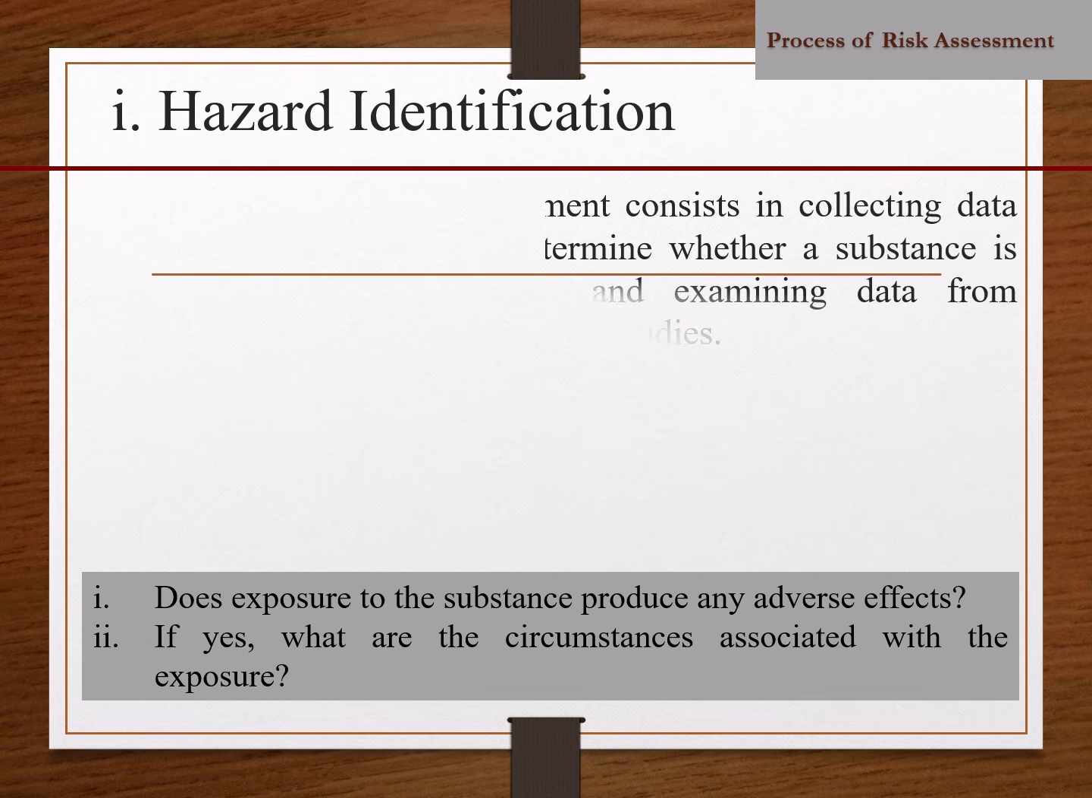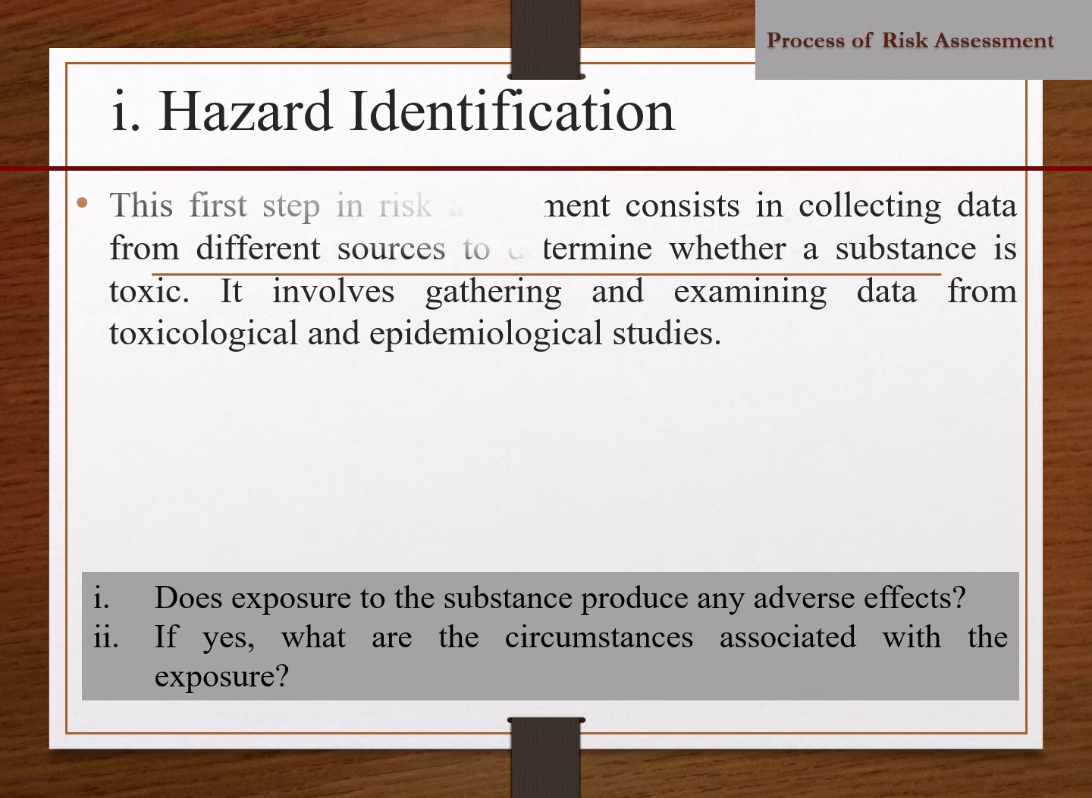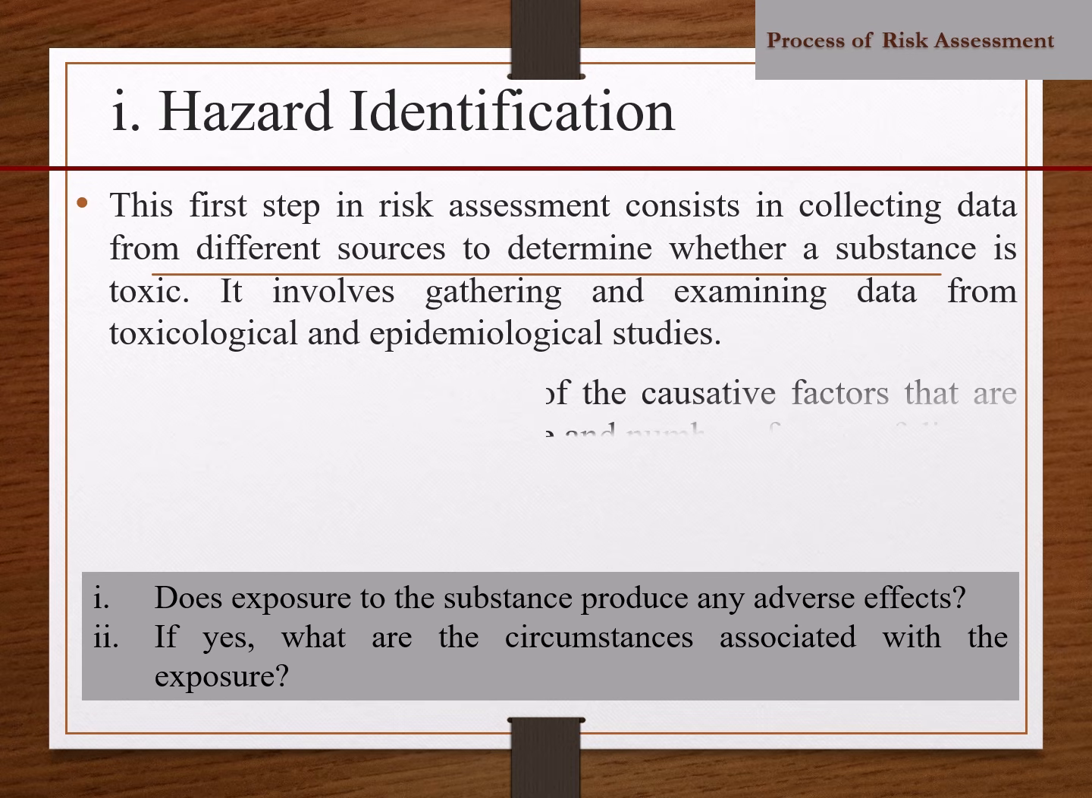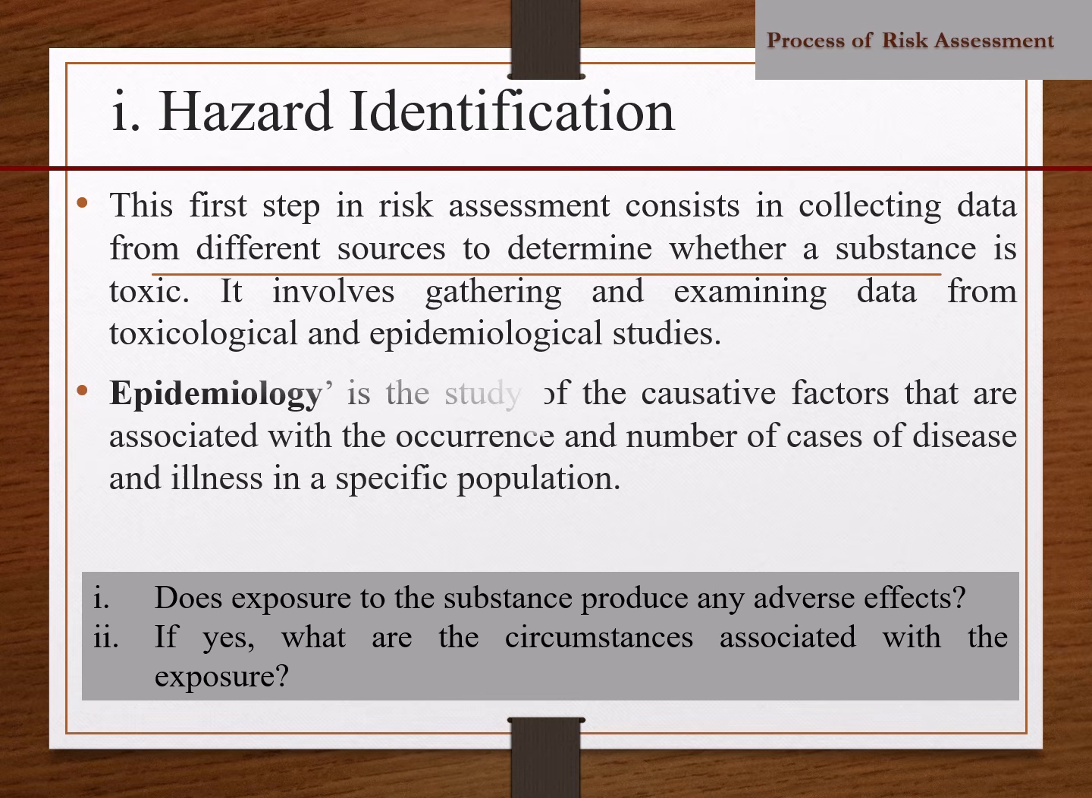Information from these studies should answer these questions. Does exposure to the substance produce any adverse effects? If yes, what are the circumstances associated with the exposure? The two major types of epidemiological studies are retrospective and prospective. Retrospective studies attempt to gather information from the past. Sometimes the information is incomplete because of the way the data was gathered. Because of that, it is sometimes difficult to determine if there is a relationship between the effect and a specific factor, such as exposure to a particular toxic substance.